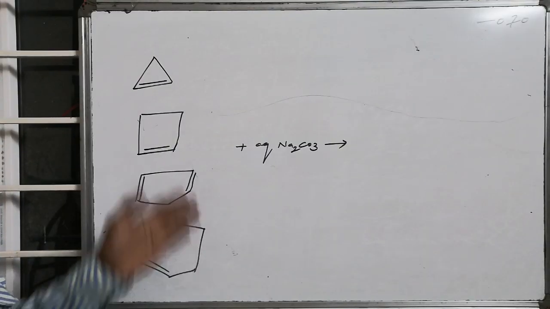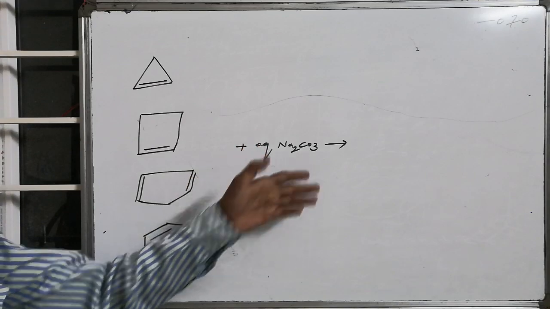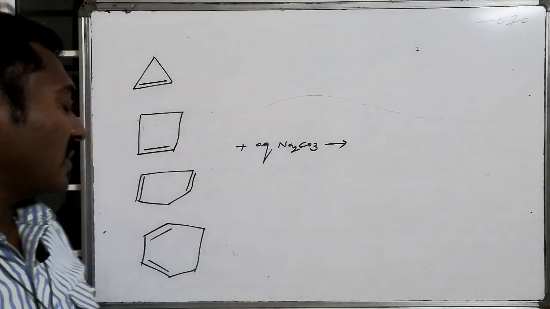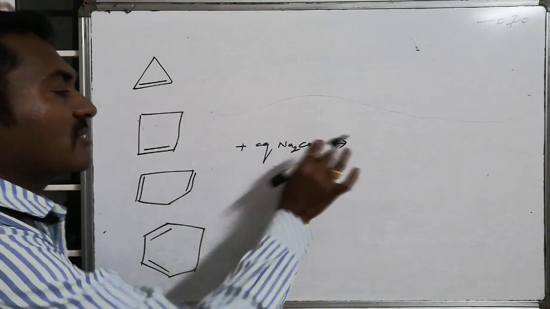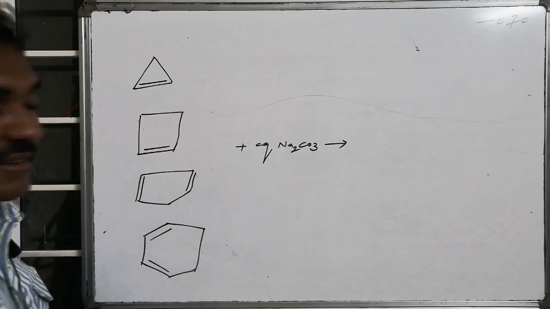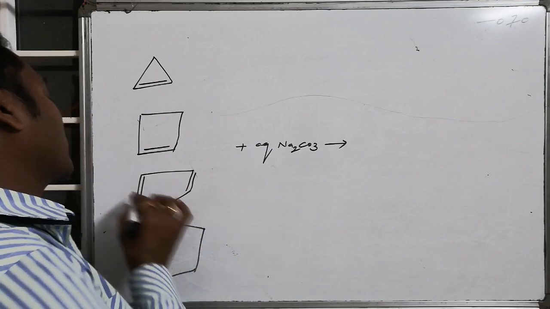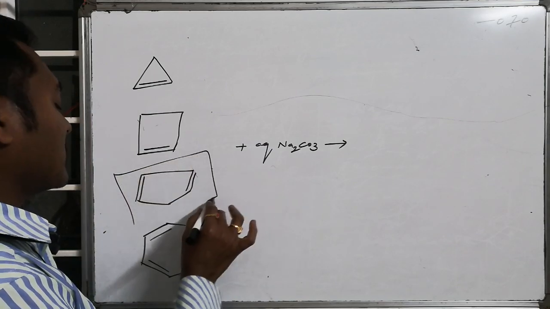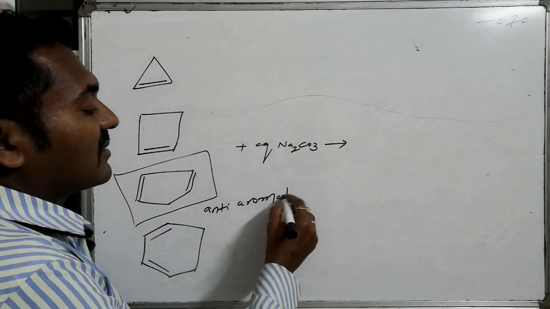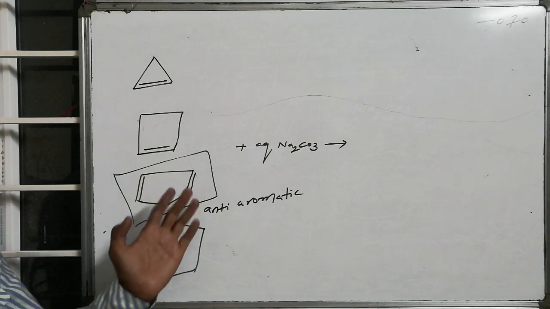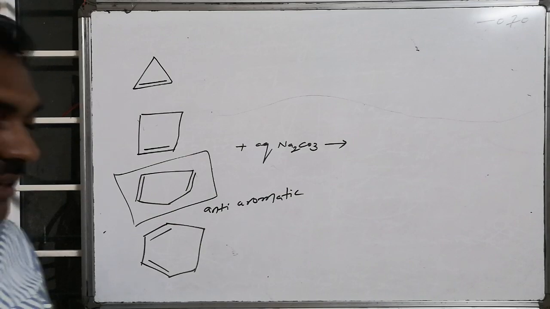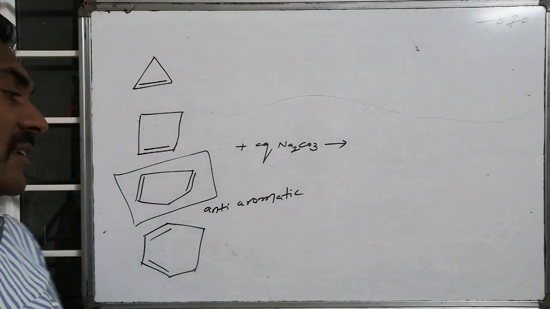The components given are cyclopropene reacting with aqueous sodium carbonate, cyclobutene, cyclopentadiene, and 1,3-cyclohexadiene, each reacting with aqueous sodium carbonate. If you look at this structure, it is anti-aromatic in nature. If it became aromatic, its stability would increase. To increase its stability, it should become aromatic.